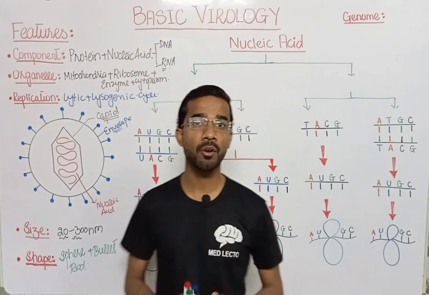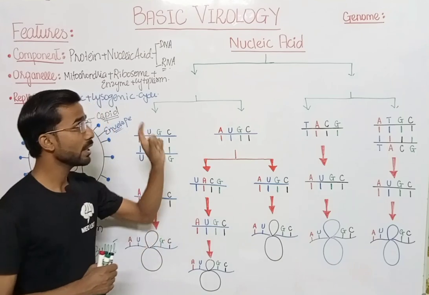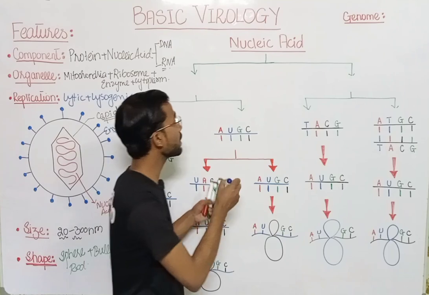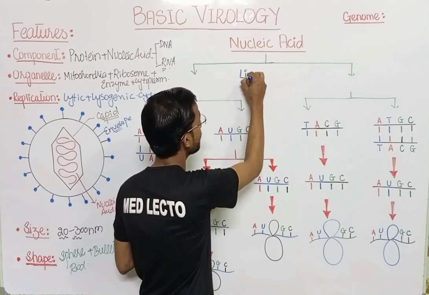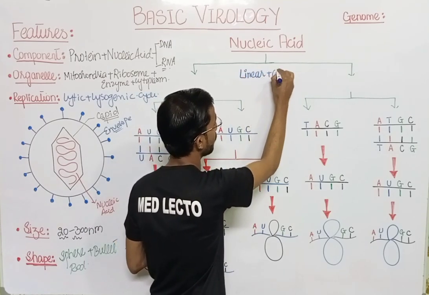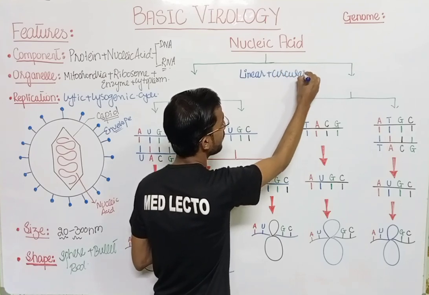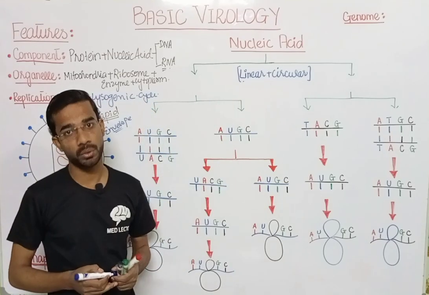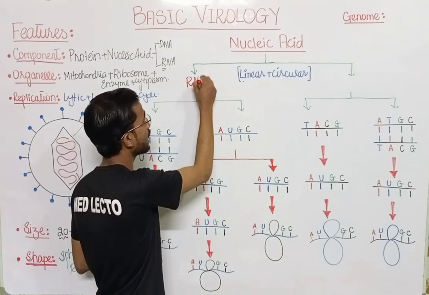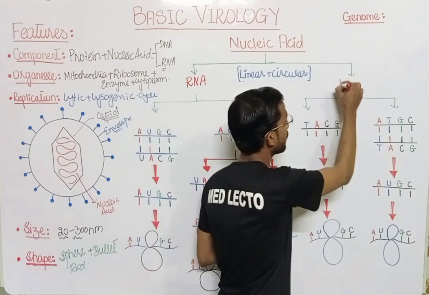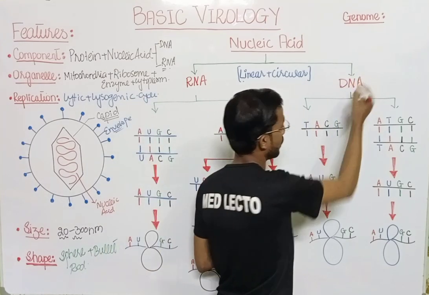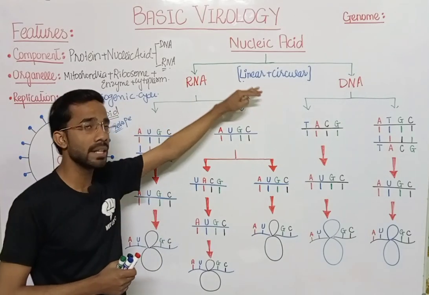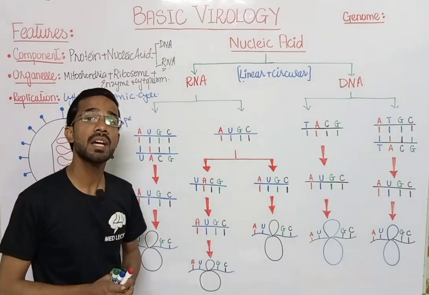Now, if we talk about the nucleic acid, it can exist in two forms. The first form is linear and the second form is circular. In the nucleic acid, we categorize two things: the first is RNA and the second is DNA. DNA or RNA can exist in the linear form or in the circular form.